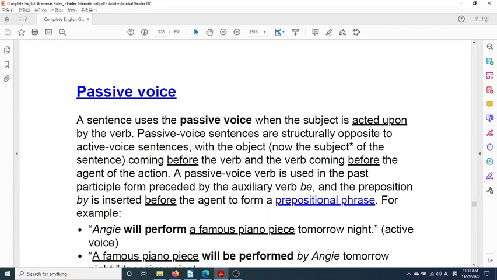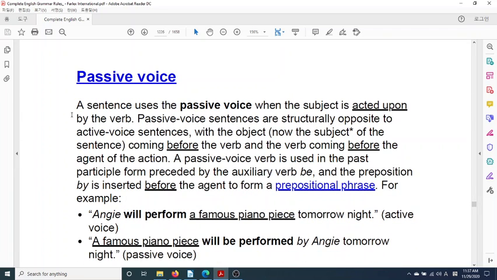Now, how is that different from passive voice? Well, a sentence uses the passive voice when the subject is acted upon by the verb. So the verb is acting on the subject. The subject themselves are not doing the work. They are passively being worked on. They're not actively doing anything.